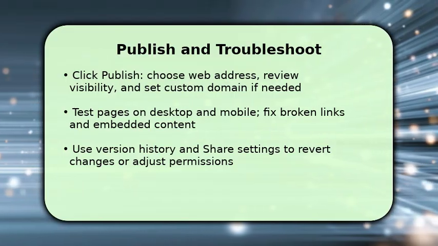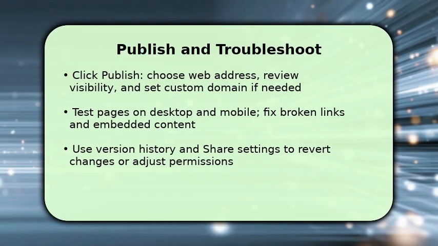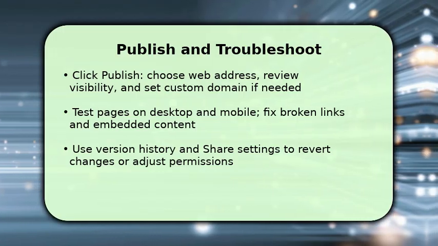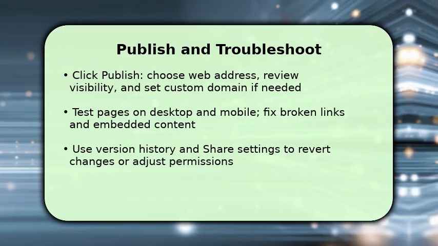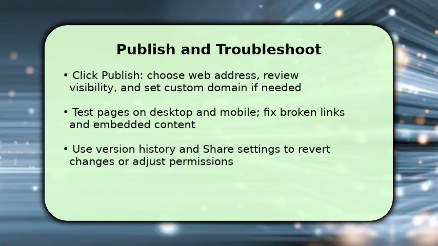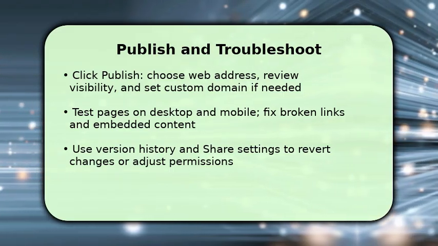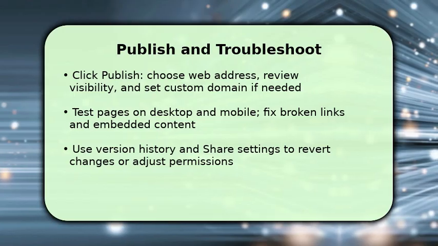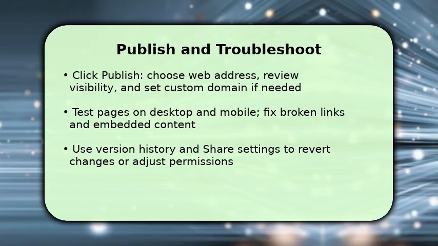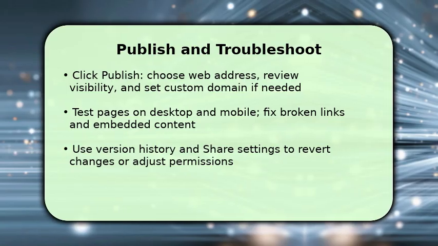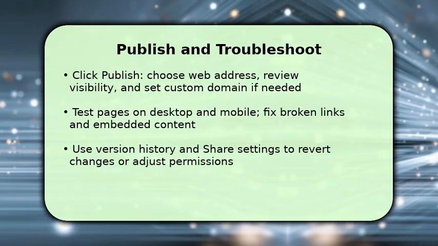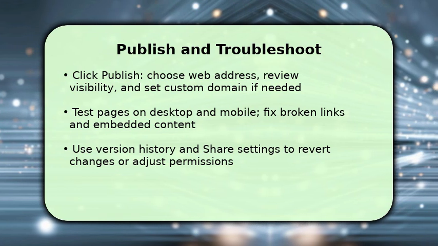After publishing, test the entire site on desktop and mobile and click every link to catch broken paths or missing embeds. Fixing those improves credibility and user experience. If something goes wrong, use version history to revert recent edits and check share permissions for access issues. Finally, republish after corrections. Continuous small updates keep content current and search-friendly.